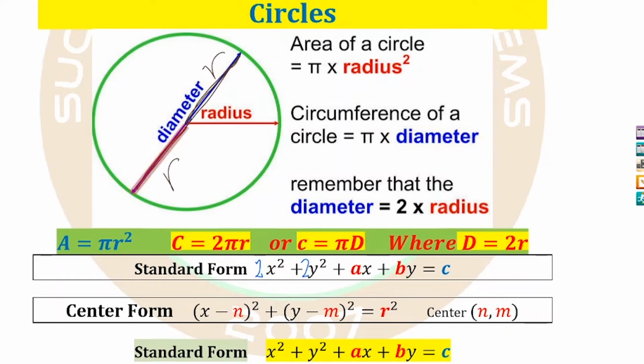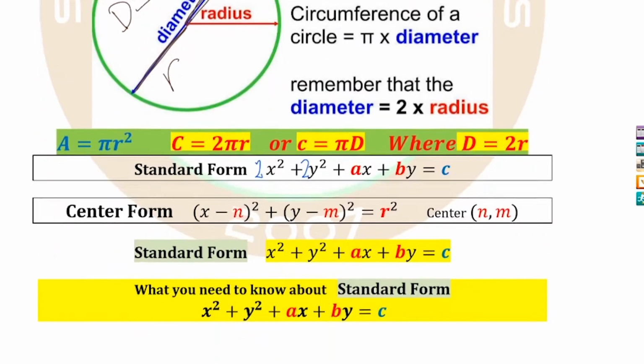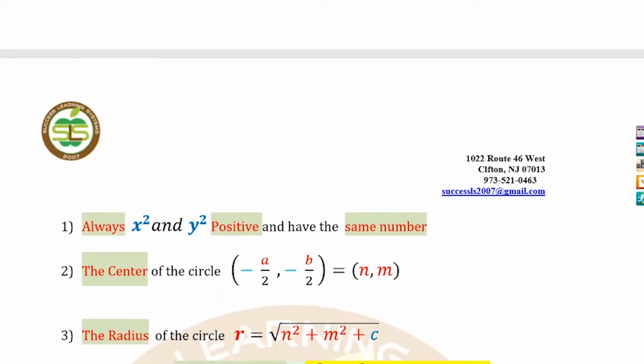R plus R is 2R, and diameter equals 2 times R. Good? Clear. You have a question, Safe? No, not yet. Okay, Safe, let us go more.